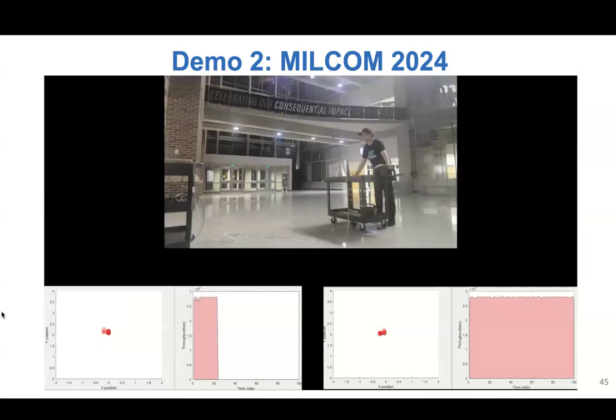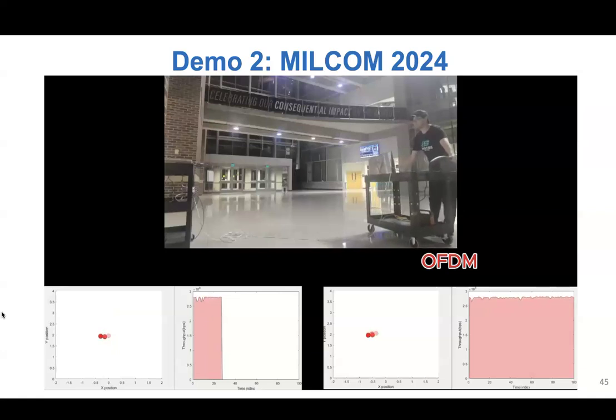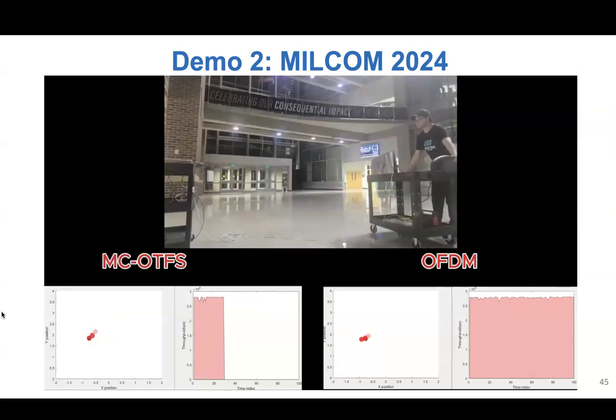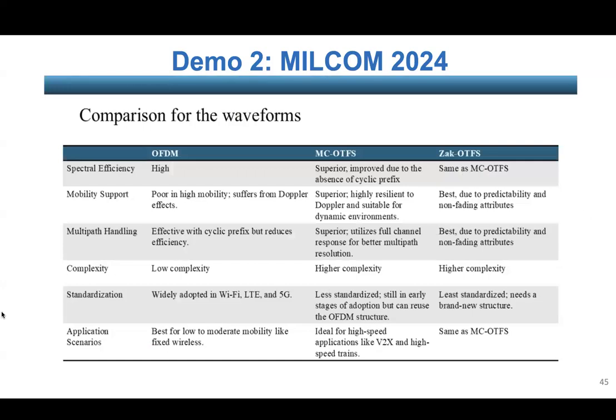We then compare the performance of the ISAC model with OFDM and multi-carrier OTFS to highlight the advantages of each waveform. Here we compare OFDM, MC-OTFS, and ZAC-OTFS waveforms in terms of spectral efficiency, mobility support, multipath handling, complexity, standardization, and application scenarios, highlighting their trade-offs and suitability for different communication environments.